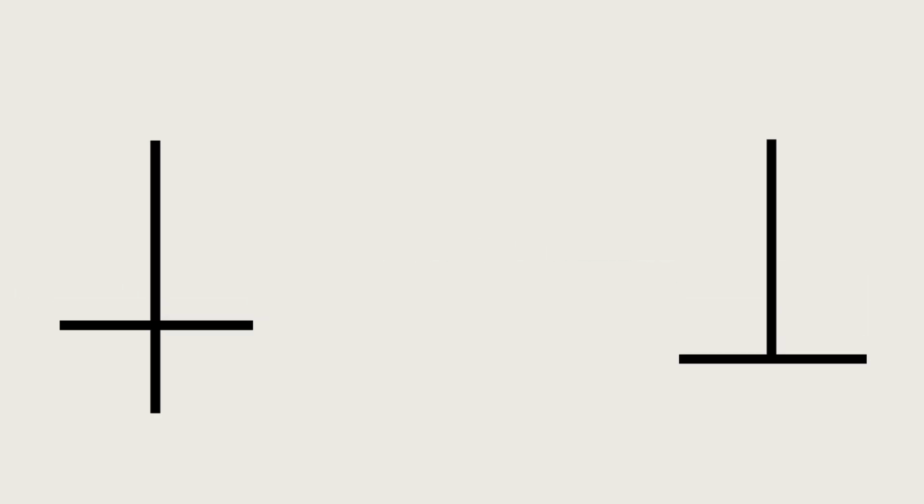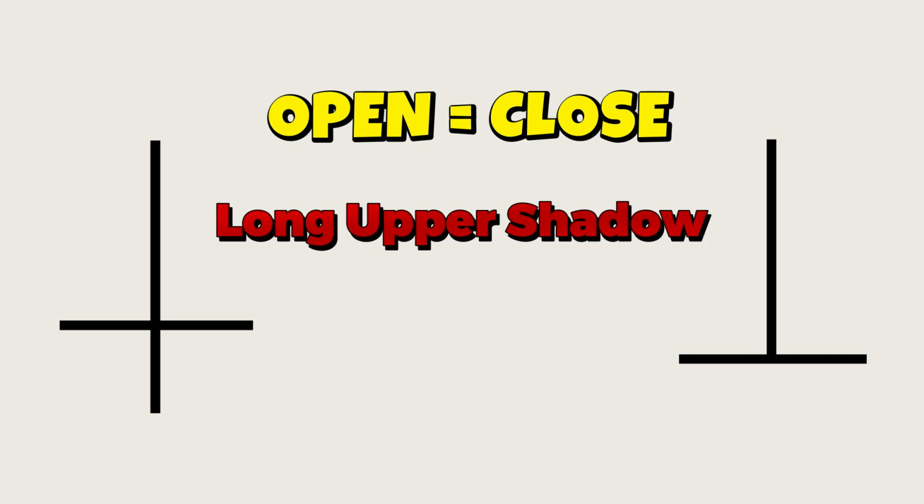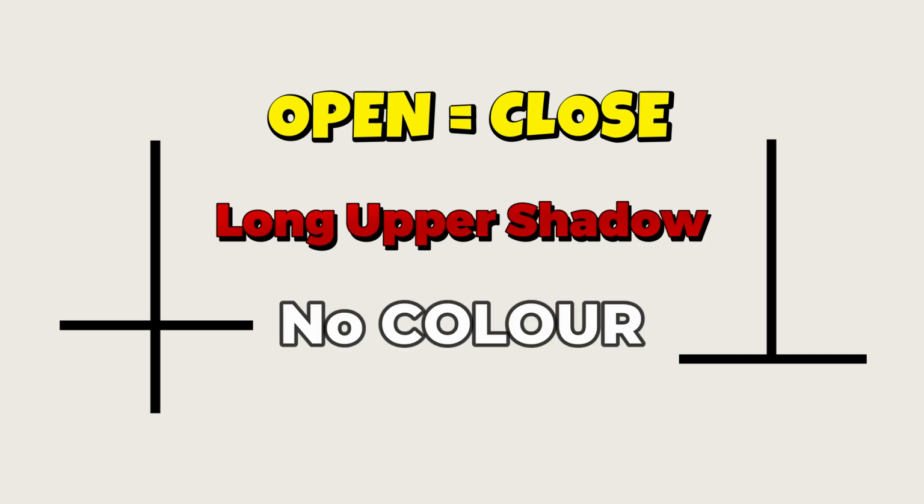Gravestone Doji can appear in two ways on the chart, both of which you can see in the video. These two candles have three things in common. Their open price and close price are the same. Their upper shadow is long. There is no color in them.